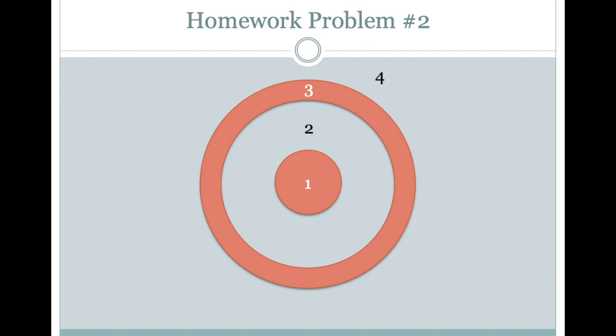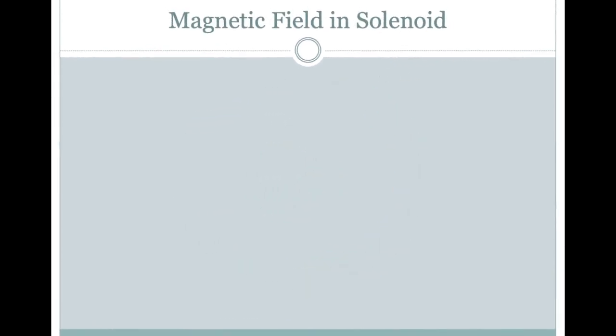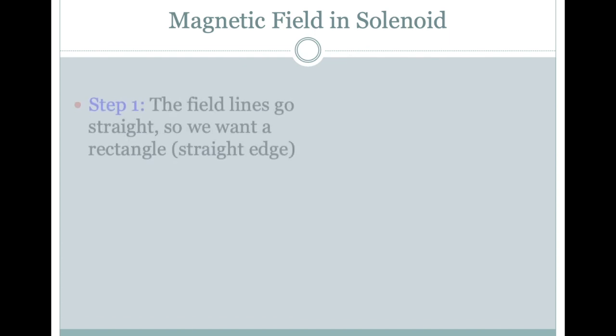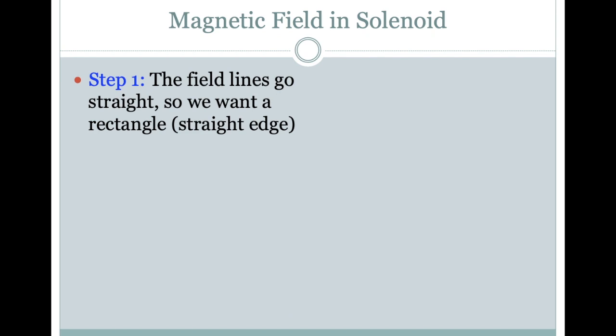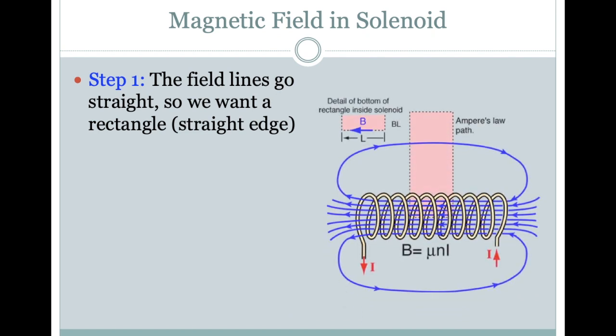Now that we've discussed wires, we are ready to discuss the next step in complexity, which is a more complicated geometric object that does not use a circle as its Amperian loop: the magnetic field in a solenoid. The first step is that the field lines go straight, so we want a rectangle. I've put a picture of a solenoid here, and as you can see, if the current goes this way, you can use the right-hand rule to show that the field lines on the inside should go directly through.